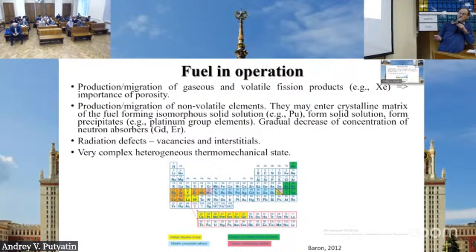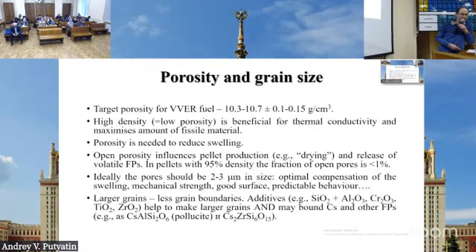Of course, we produce a lot of radiation defects, vacancies and interstitials, which partly recombine immediately after the passage of fission fragments, but some of them survive. Vacancies, of course, form pores, form different clusters. Interstitials may also recombine or form again some more stable defects. And finally, we have a very complex and very heterogeneous thermomechanical state. And when we discuss thermomechanics and chemistry of nuclear fuel, it is important to consider porosity and grain size.